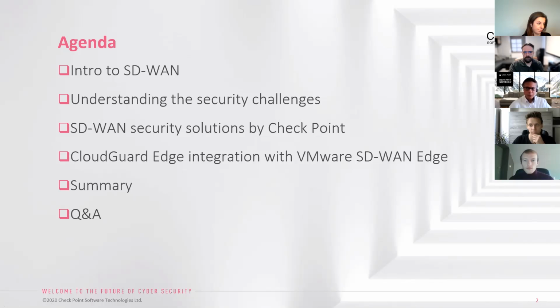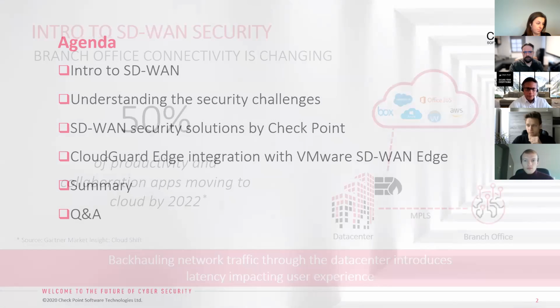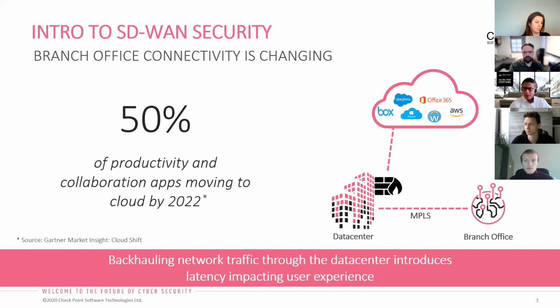Then we'll wrap up the presentation. As already explained during the presentation, what we do see today is, of course, many of the productivity and collaboration applications are moving or have moved from the data center to the cloud. Most of the companies now are using Office 365, G Suite, Box, Workday, and other kinds of applications.